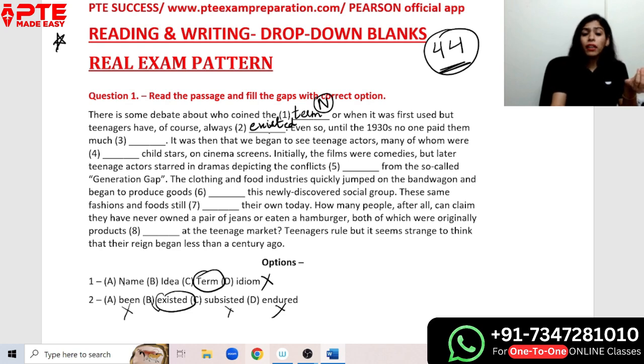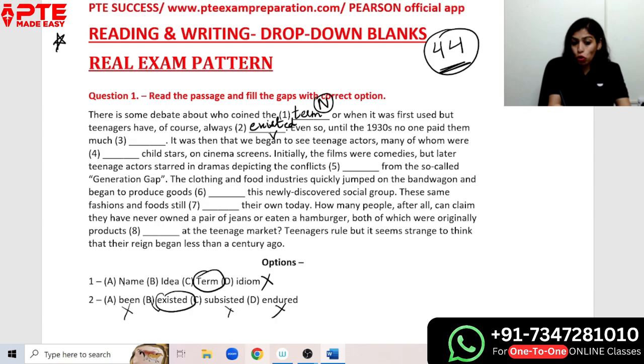So what exactly are they referring to here? They are saying there is some debate about who coined the term, who basically came up with this term or this idea, when it was first used. But teenagers have, of course, always existed. So we knew that after always we'll get some verb. So we have written a verb here.